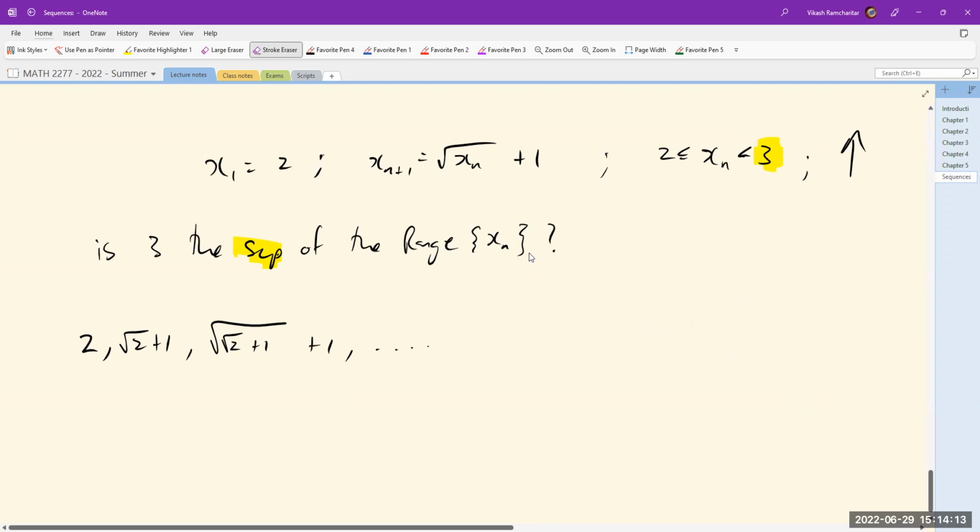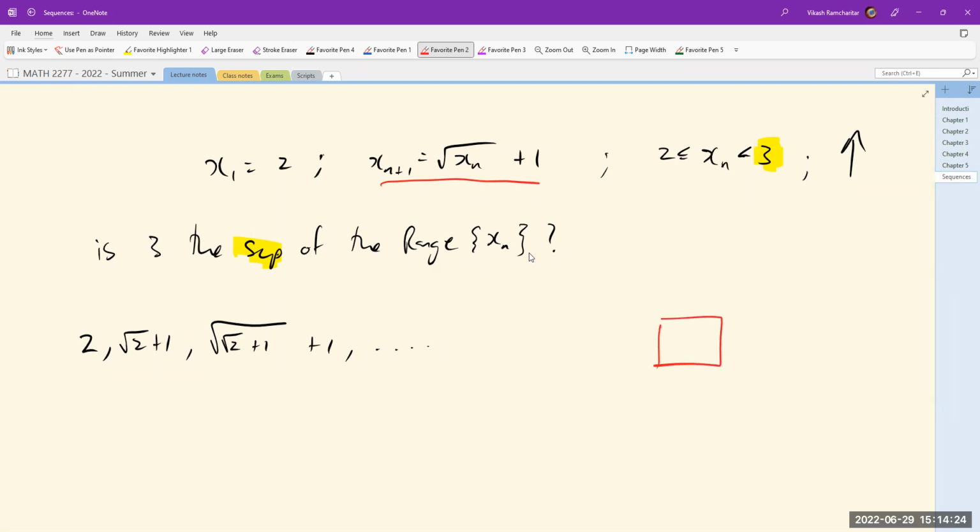There's actually an easier way to work out what this sequence is converging to. What we have to realize is that this is a function that generates the terms of your sequence. What you're putting in is x_n, and this function is giving you x_{n+1}. In our case, this function is equal to the square root of x_n plus 1. So think of this as a machine. You throw in a term of the sequence and it produces the next term.